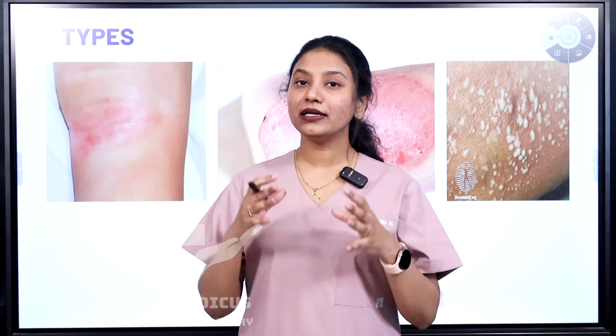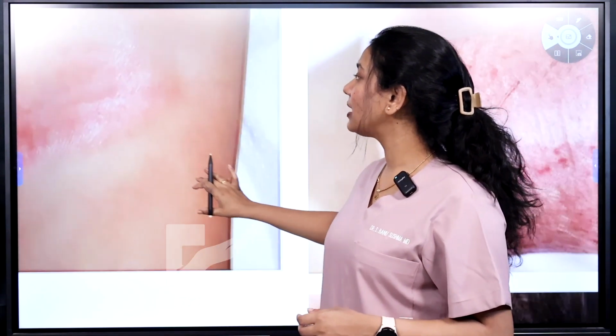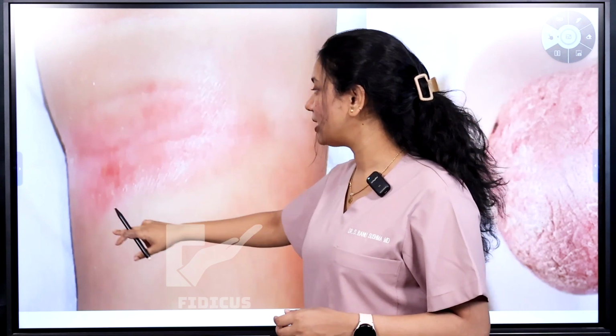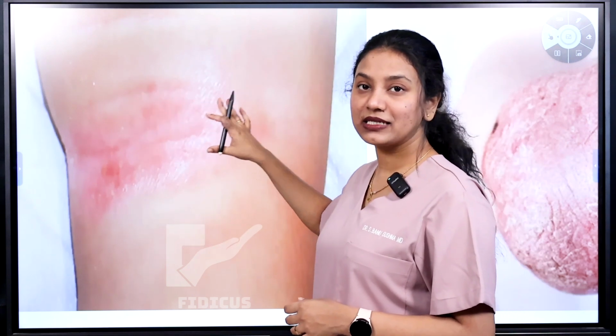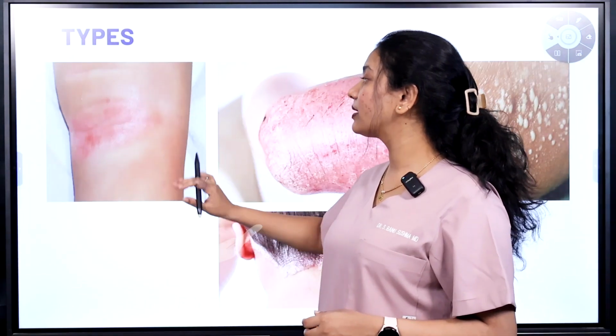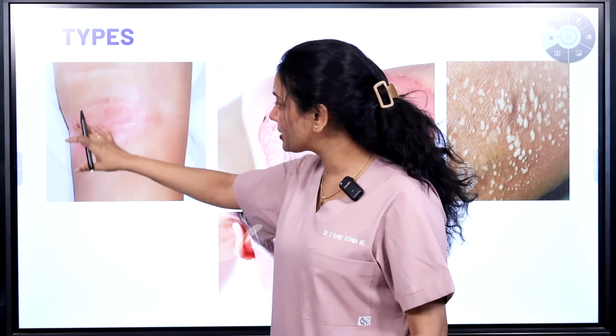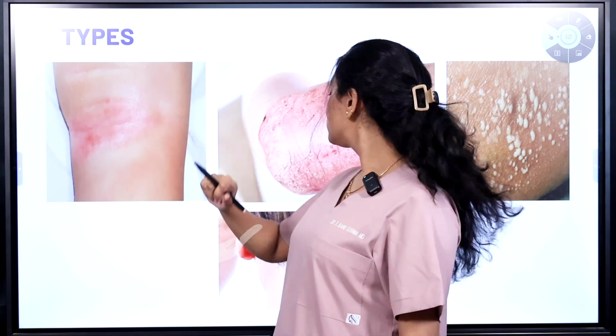Next, coming to the other types of psoriasis, as you can see here, this is the starting stage of psoriasis, the red scaly skin texture. And then if it is not taken proper care of, this can lead to different kinds of psoriasis. Usually this can lead to plaque psoriasis.